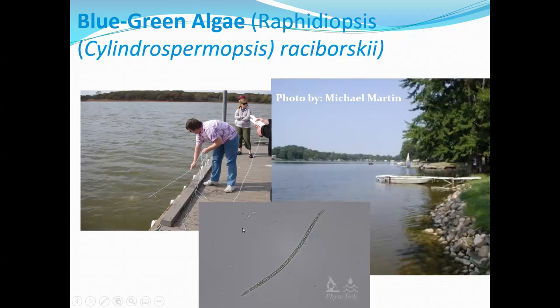This is Raphidiopsis, the old Cylindrospermopsis, which Raphidiopsis doesn't fall off your tongue as easy as Cylindro does, but oh well. And it just makes the water brown. It doesn't scum. It doesn't accumulate at the surface hardly ever. And it's a late season bloomer. So this picture was actually taken in November. So this picture was taken on Labor Day. It just makes kind of the water a brown color.